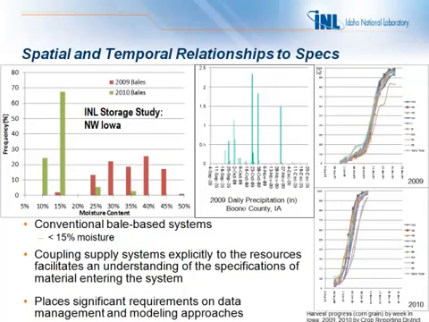So what this is telling us is, in 2009, within the conventional system with that moisture constraint, we would have had over 90% of the available resource stranded. What we're working on is coupling these supply systems explicitly to the resources to help us get a better understanding of the specifications of the material entering into the supply system.